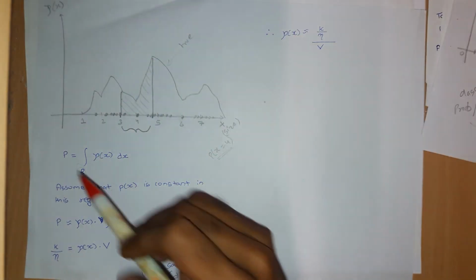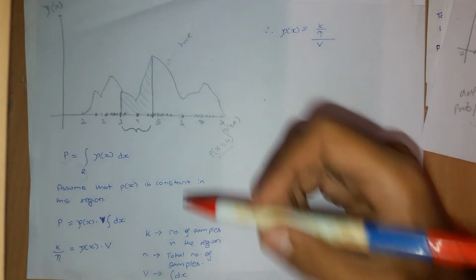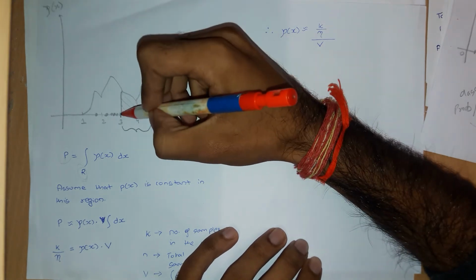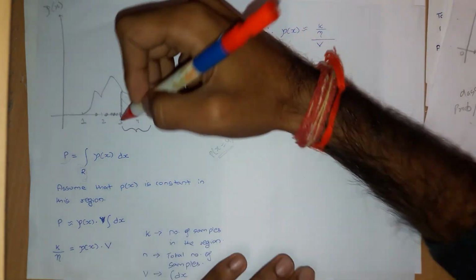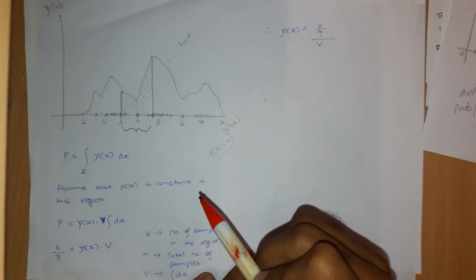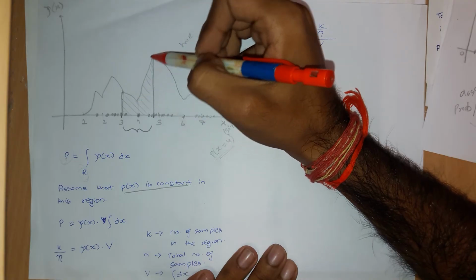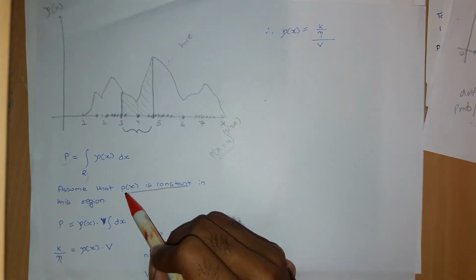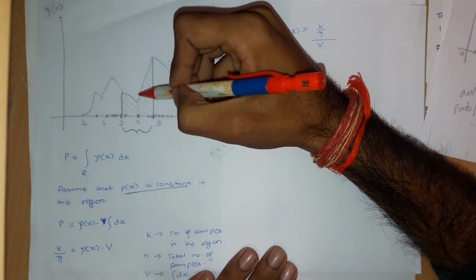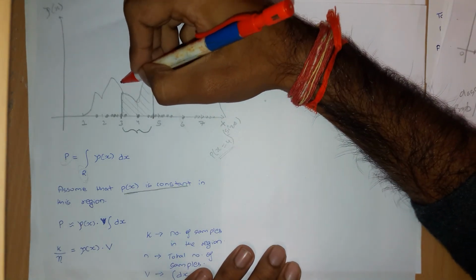So I have taken this region. Now what I'm calculating is a capital P, which is a smooth version of this probability, because I'm not calculating the probability of x equal to 4, but a range from 3 to 5, say. Now the assumption that we are going to make is this: since we don't know actually what this was, we are going to assume that p of x is constant in this region. Here you can see that it is varying very highly, but we are going to assume that this is constant.